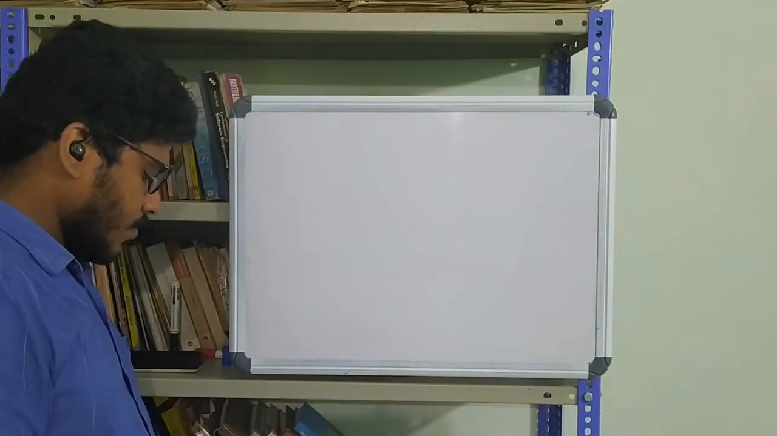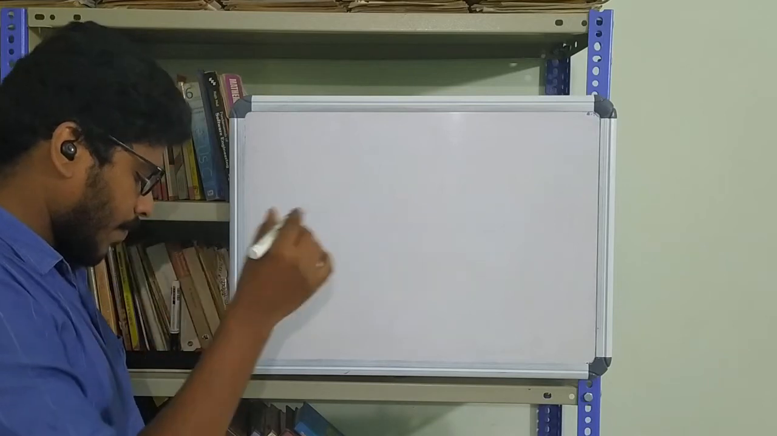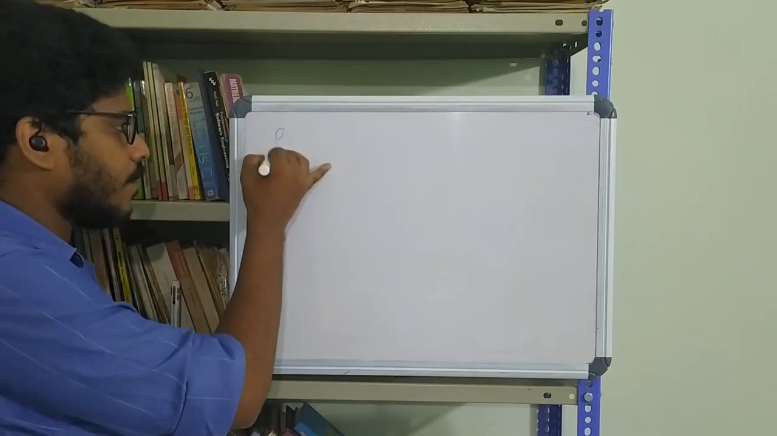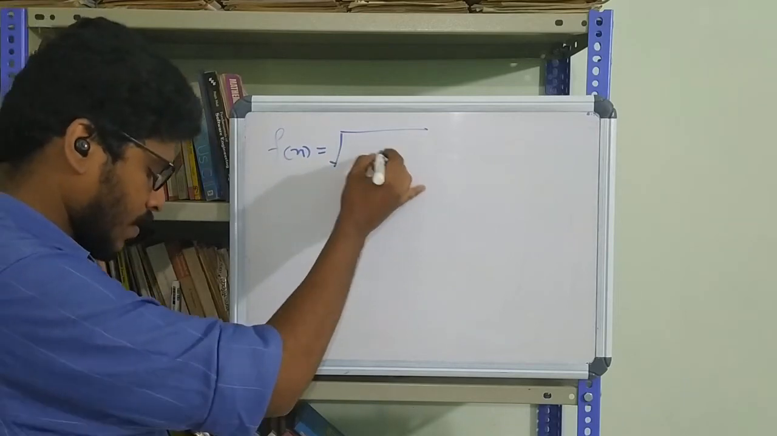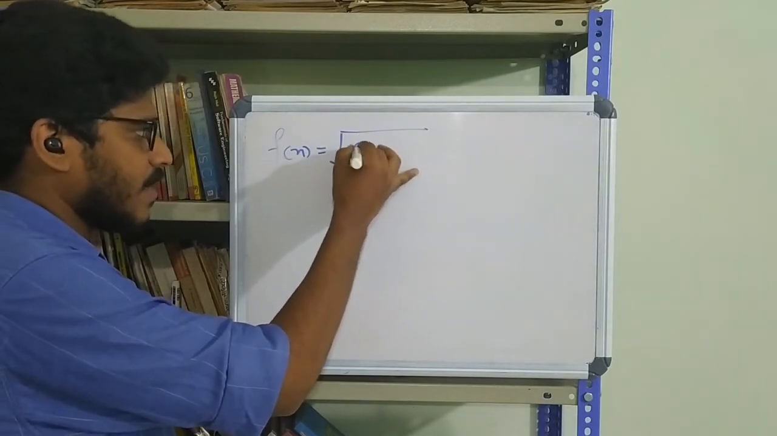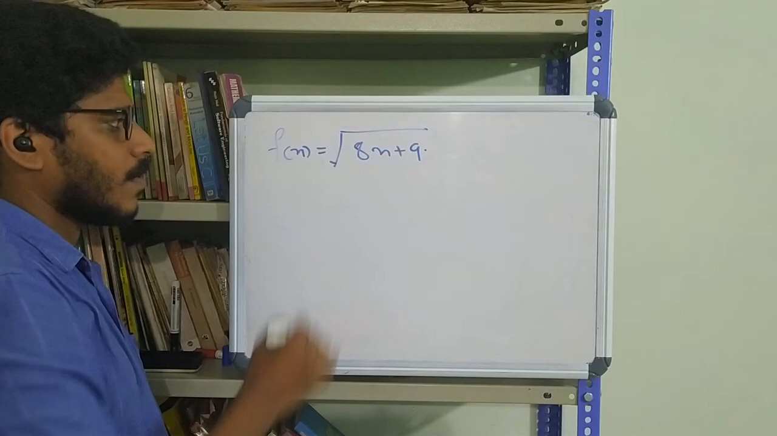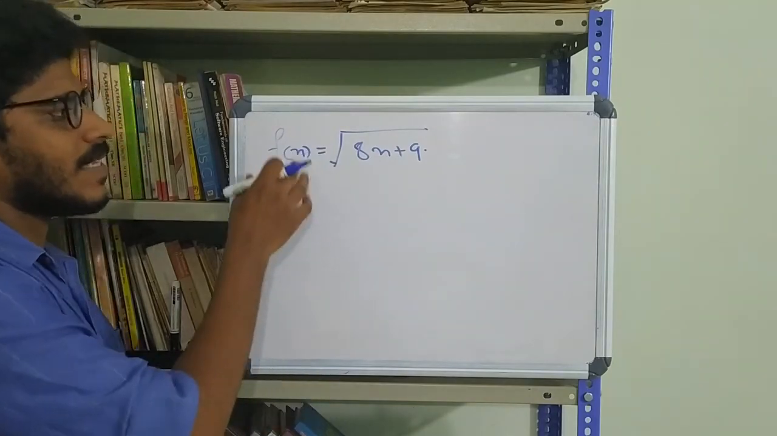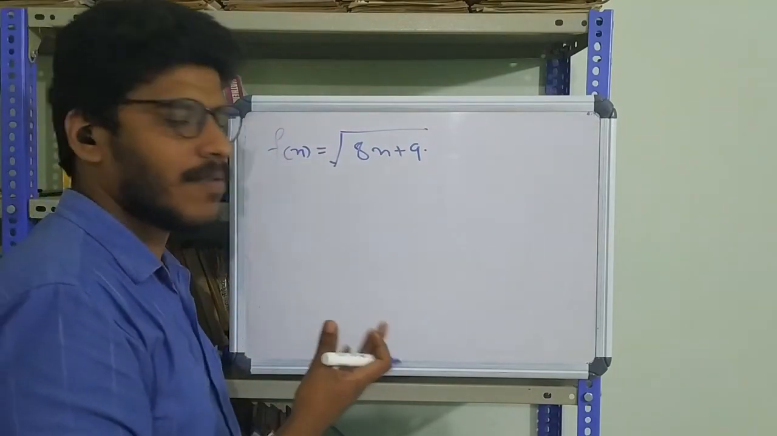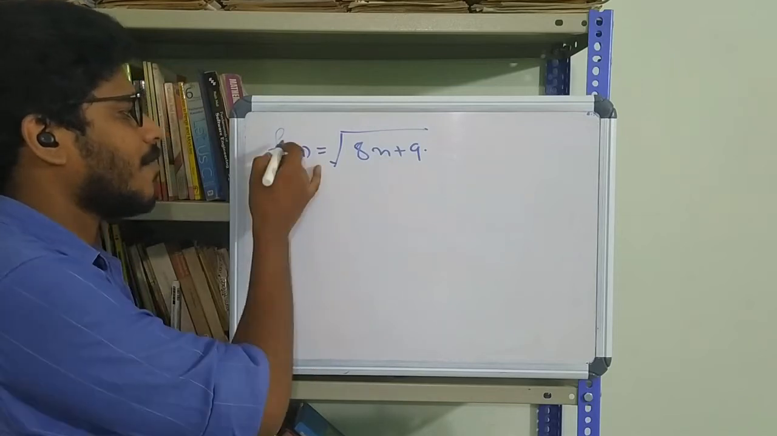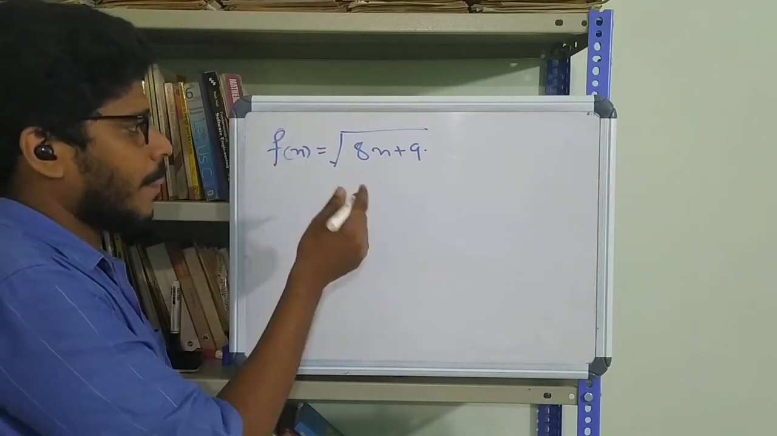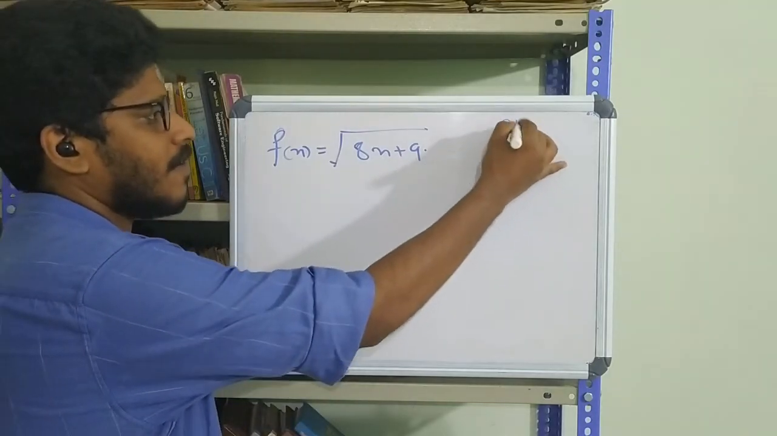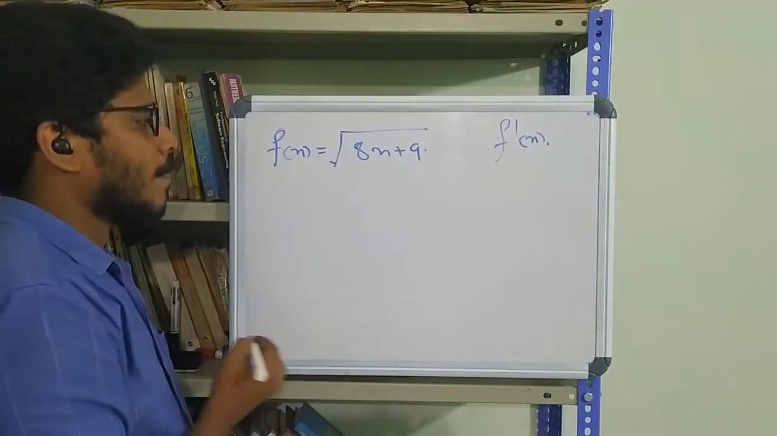Let f of x equal to root of 8x plus 9. This can be solved using the generalized power function rule as well, but for now we use the chain rule. So find the derivative f dash of x.